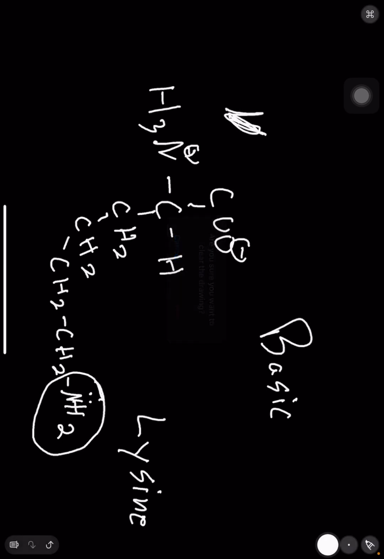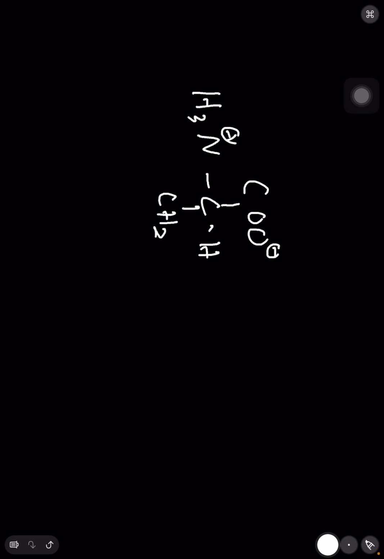All right. And I'll just stay over here, and I'll go ahead and draw an example of one of the acidic amino acids, and there's only a couple of them. They are aspartic acid and glutamic acid. And that makes sense, right? Those are easy to remember because, well, they have acid in their name. All right, so this one is aspartic acid.